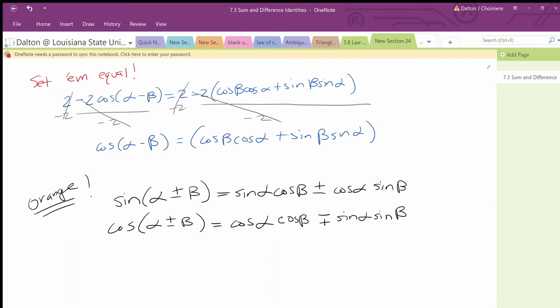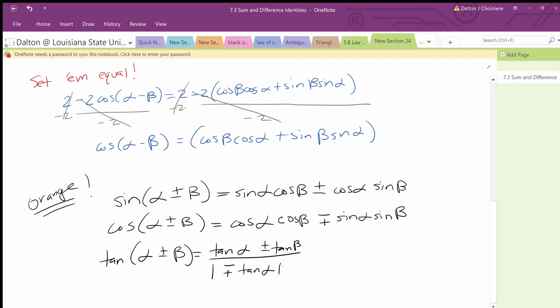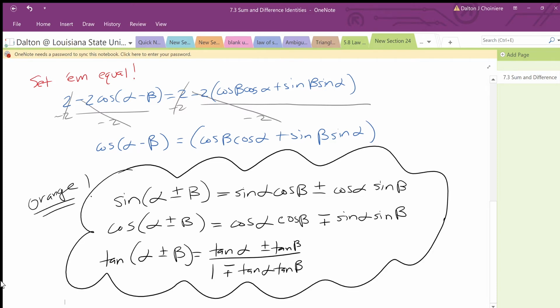Now, you may be confused at the symbols. Let's write the third one and then I'll explain the weird symbols. Tangent of alpha plus or minus beta is equal to tangent of alpha plus or minus tangent of beta over 1 minus plus tangent alpha tangent beta. These are the 3 sum and difference trig identities to go on your reference sheet.